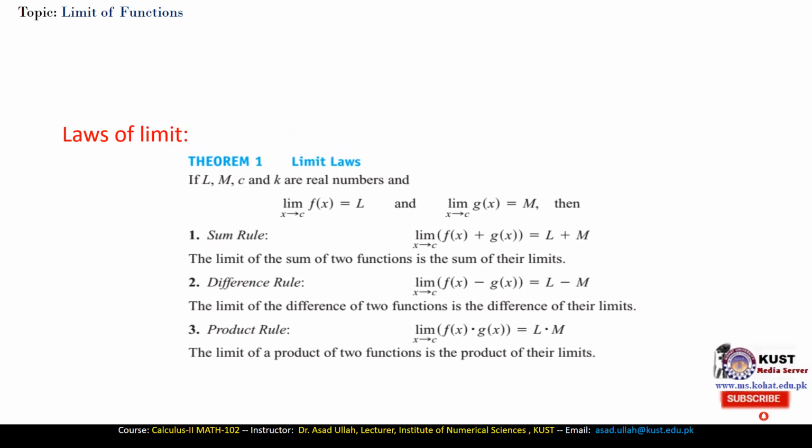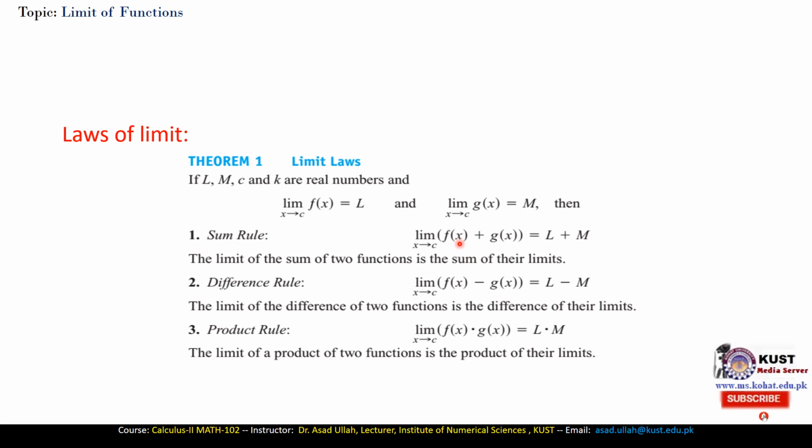Laws of limit. I am explaining these laws by using a simple theorem. If we have two different functions, f of x and g of x, and if you are interested to find the limit of these two functions at the point x is equal to c, that is, the limiting value of the function f of x at this point is L, and also the limit of the function g of x at this point is equal to M, then we have rule number 1, the sum rule.